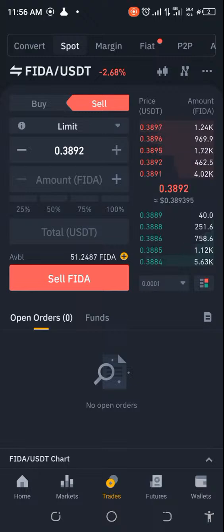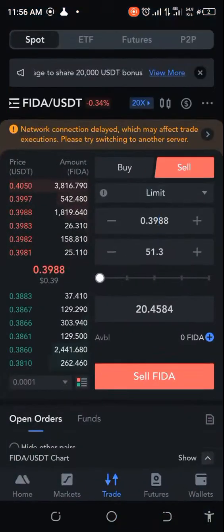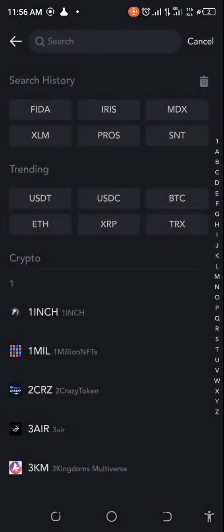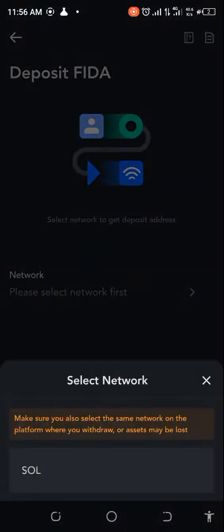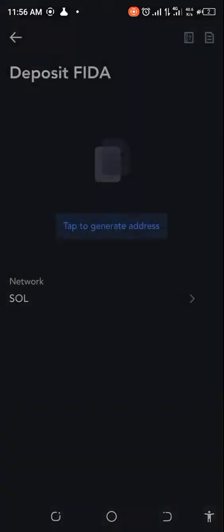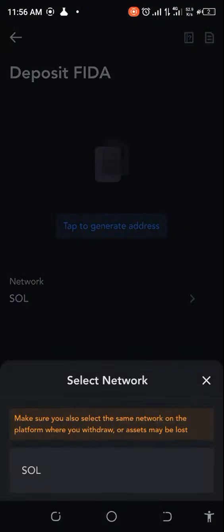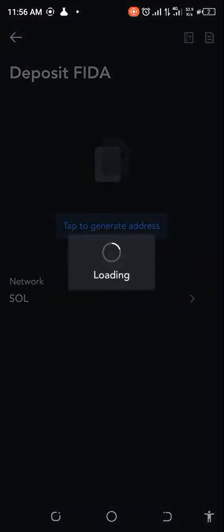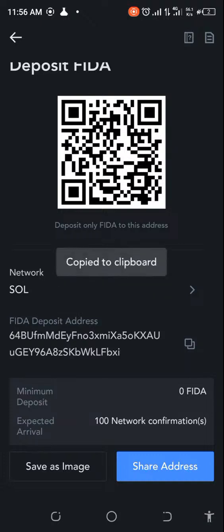All right, so next up is that we want to quickly send this over, right? We're sending it over to MEXC. So here we're going to deposit it. We want to deposit the FIDA, and the network is Solana. Okay, so it says that we need to tap to generate. Okay, so this is the address. So let's quickly copy that. All right, so I've copied it.